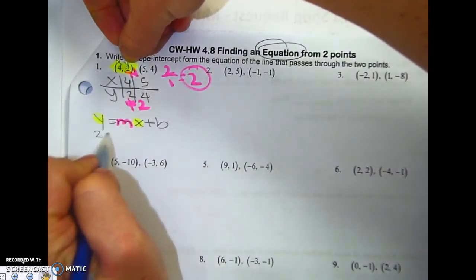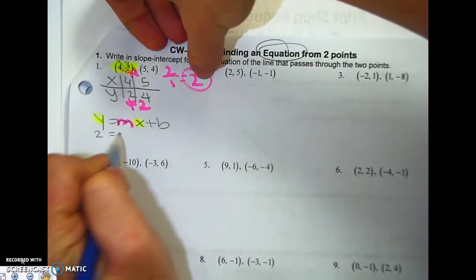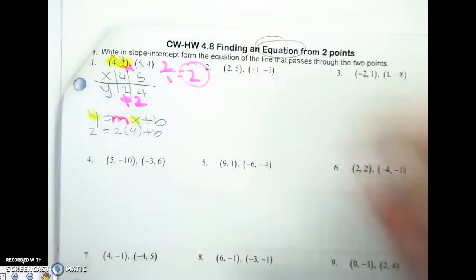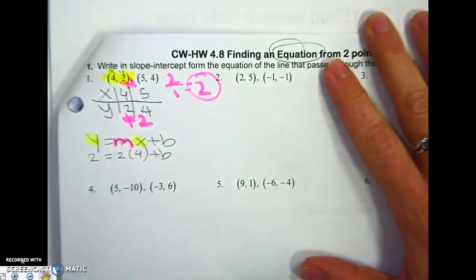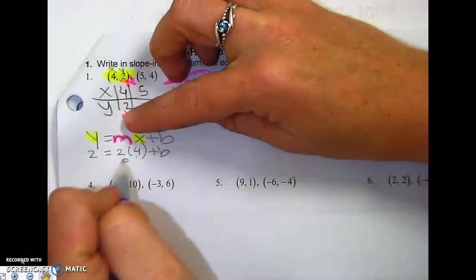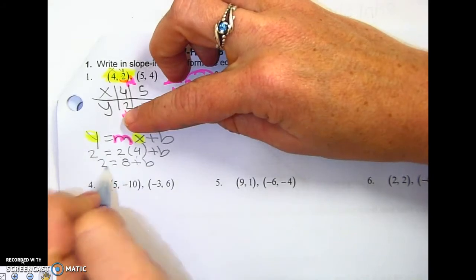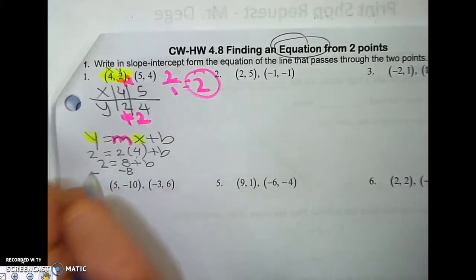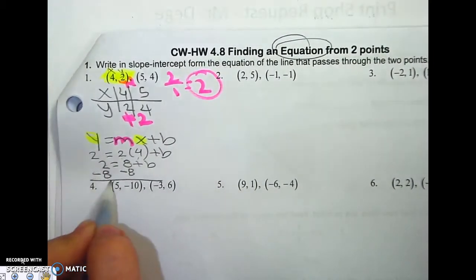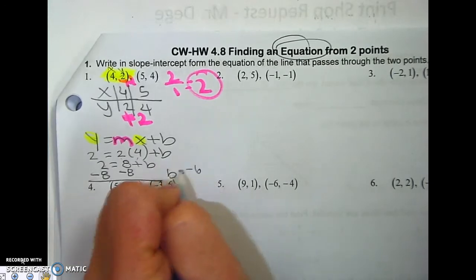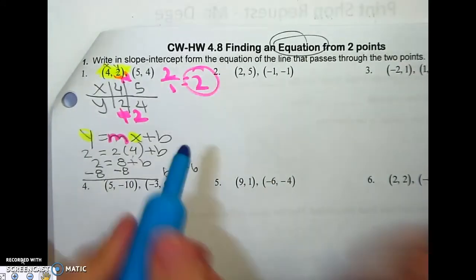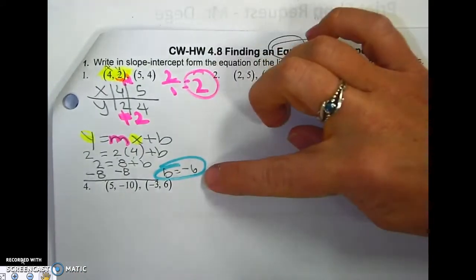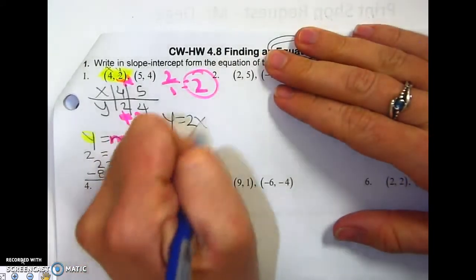So I'm going to put 2 in for y equals my m is 2 times my x is 4 plus b. Zoom that in a little bit. 2 times 4 is 8. To get the b by itself, the 8 needs to go away. Subtract 8. Subtract 8. 2 minus 8 is negative 6. So now I have my pink and I just got my blue. Now that I have pink and I have blue, boom, I can write the equation.